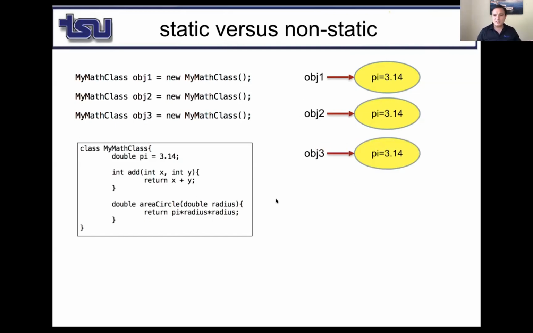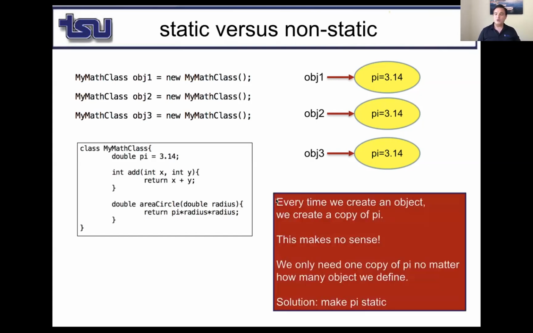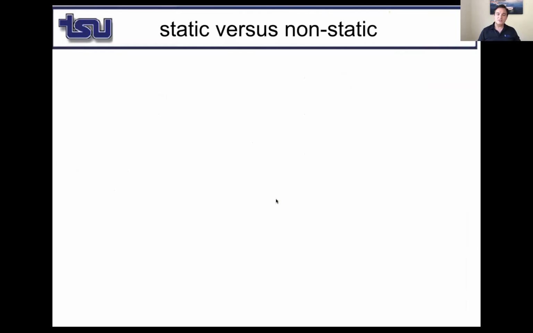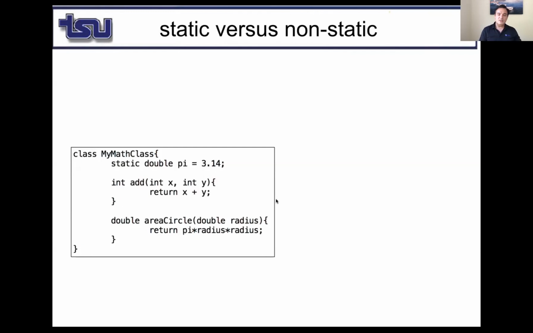Well, I know pi doesn't change. It doesn't make any sense that I have 3 copies of pi, one for every object that I create. So this is not a good approach, okay? Every time we create an object, we create a copy of pi, and it makes no sense. We only need what? 1 copy. And the solution is we can make pi a static variable, just like here. See, I define pi as static.